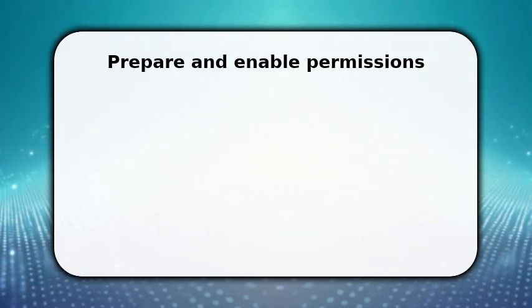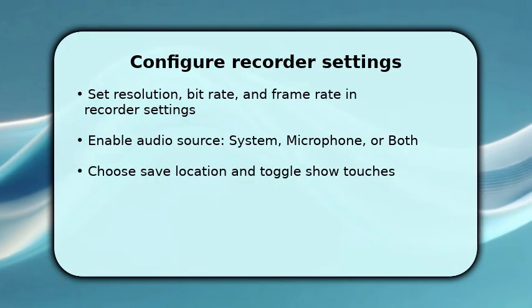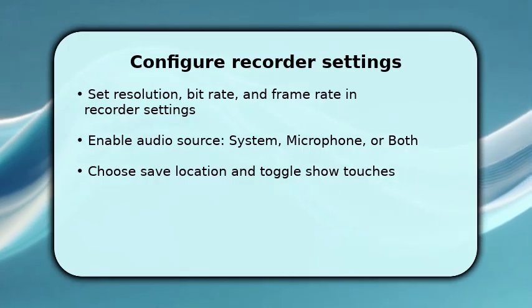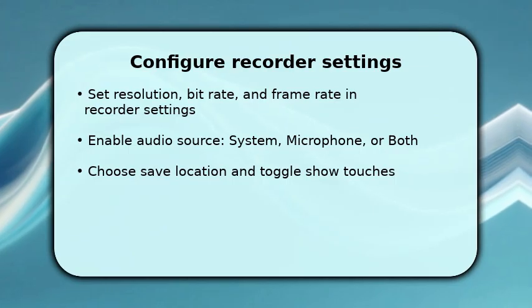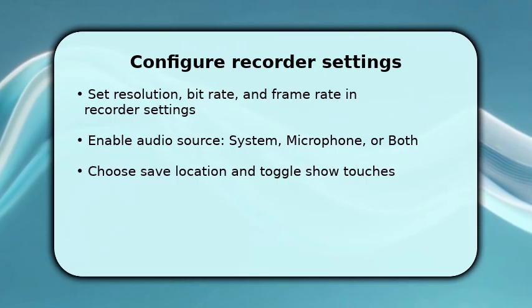Next, you configure recording parameters. Open the Screen Recorder app and set resolution and frame rate. Higher values give smoother video but produce larger files, so choose based on storage. Adjust bitrate to balance quality and file size.